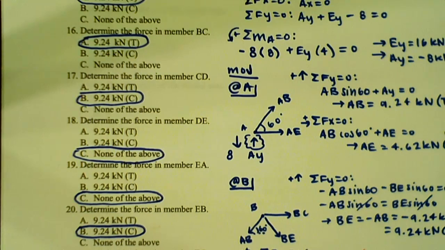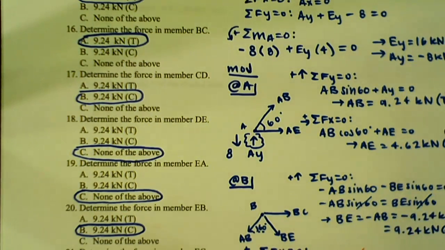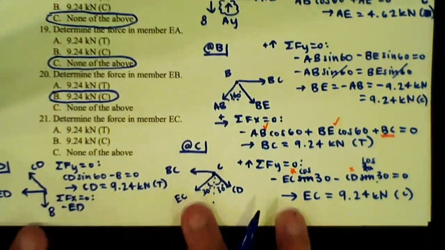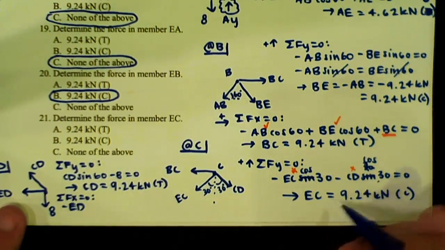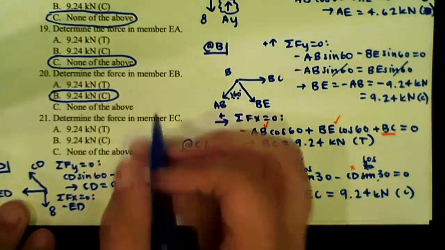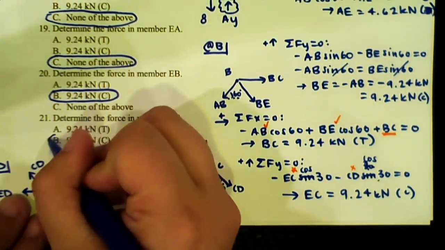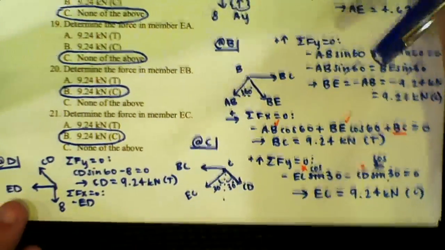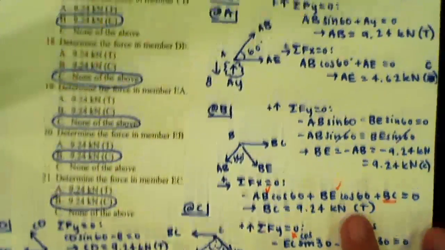For EC? Yeah, EC is in compression. So at the bottom, we found that EC is equal to 9.24 kilonewtons in compression. So for 21, the answer choice is going to be B. Any questions?